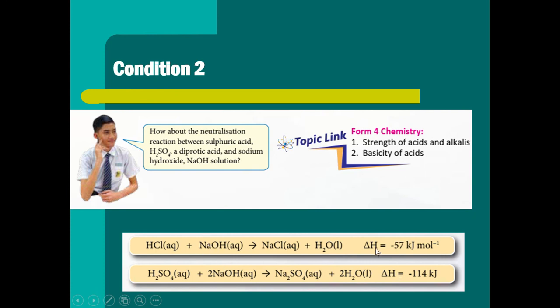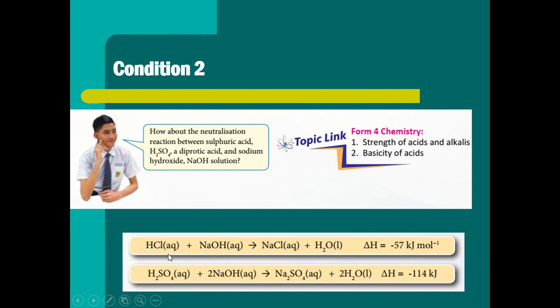Jadi kita tengok nilai delta H dia. Okay, heat of neutralization for HCl dengan NaOH is 57, whereas for sulfuric and NaOH 114. Jadi you tengok value ni is a double, right? Sedangkan dua-dua reaction ni adalah between strong and strong, tapi delta H dia berbeza. Kenapa? Okay, ini adalah factor condition kedua. Ini kita kaitkan dengan dia punya basicity of acid.